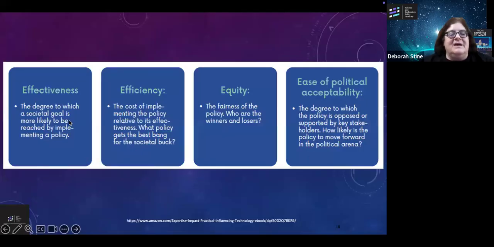The other ones are effectiveness, like the degree to which the policy will achieve its goal; efficiency, which is getting the best policy impact for the societal buck; and then ease of political acceptability. And by that, I don't mean politics, but I mean the degree to which there is support or opposition for the policy. So all four of these are the main key factors that influence policy. So here, when we talk about equity, it's really the fairness and understanding the winners and losers. And sometimes you might modify the policy so that the people who are the losers feel that they are supported, for example.